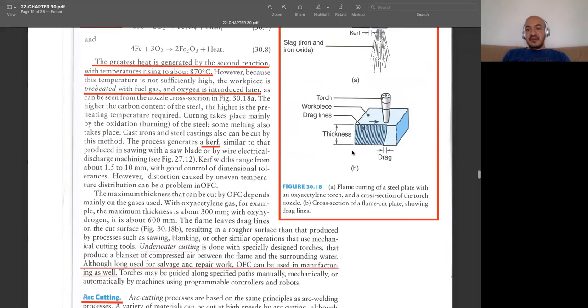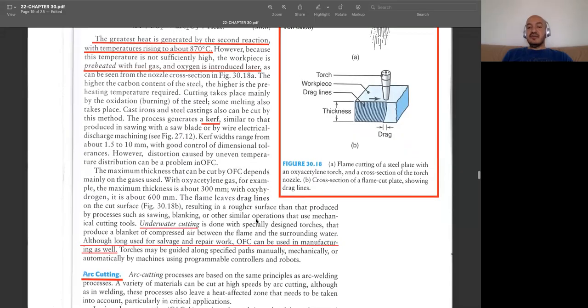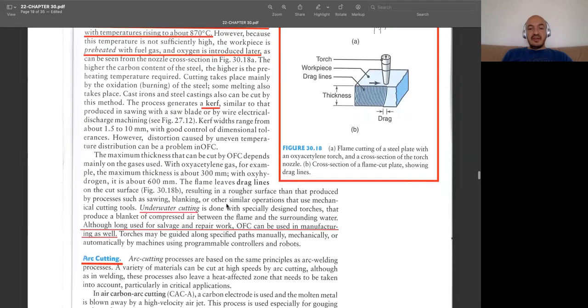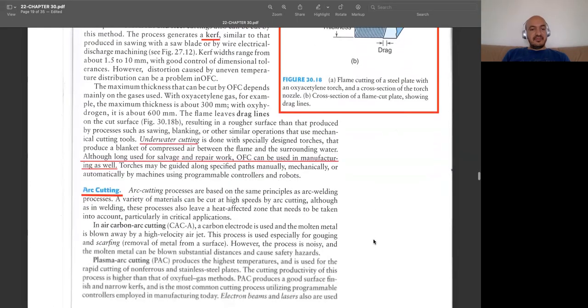Another thing is that we may have such markings on the side surface. There are these flames, and that can be eliminated if you do, for instance, underwater cutting. With the help of it, you don't need to have any kind of blanket or any kind of air around. You can simply perform this process underwater, and with this one, the quality is improved, and you may eliminate such markings.